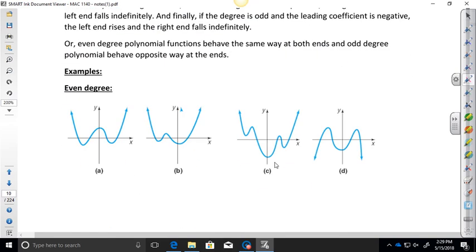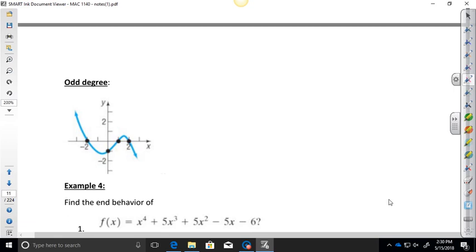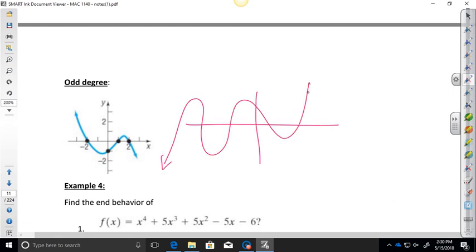So this one is all even degrees, right? All even, because look at that, the ends behave the same way. These three, the leading coefficient is positive. There's only one with the leading coefficient negative. And these, I have only one, I could draw more. Yeah, I can draw one like that. That's odd degree, right? And this is a_n negative. Here a_n positive. Odd degree rises and falls.